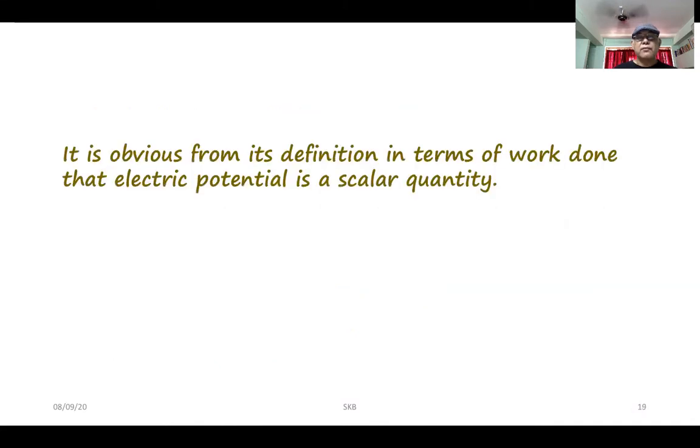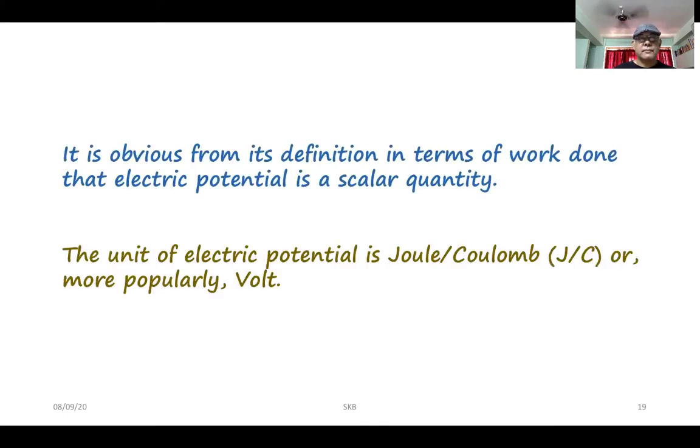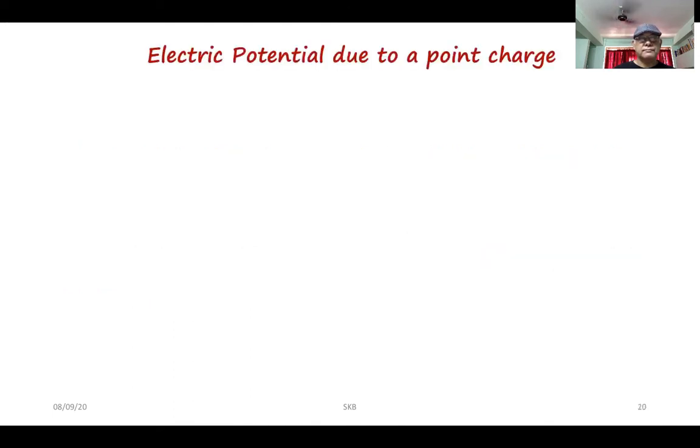It is obvious from its definition in terms of work done that the electric potential is a scalar quantity. The unit of electric potential is joule per coulomb, or more popularly, volt. Now, electric potential due to a point charge.